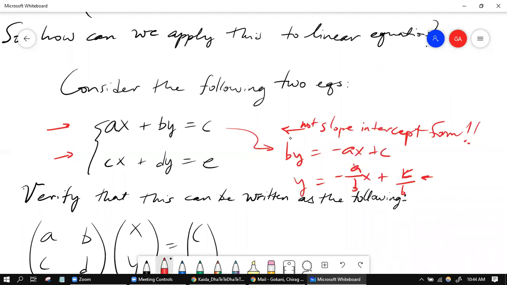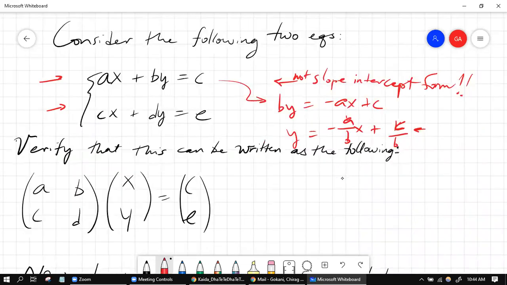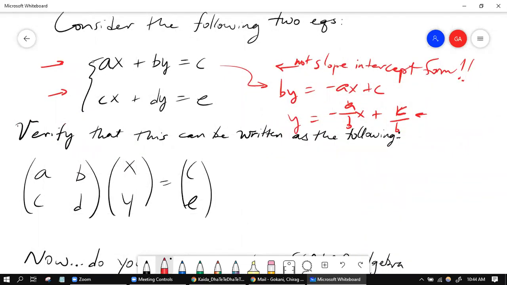So I would like to propose to you that this system can be written as matrix multiplication, specifically in this form. Does anyone see the pattern of why I selected it like this? I took the coefficients, which are the numbers that are multiplying the variables, and these formed the matrix: a, b, c, d. And then the variables themselves, x and y, form the vector. And then the right-hand side is here.